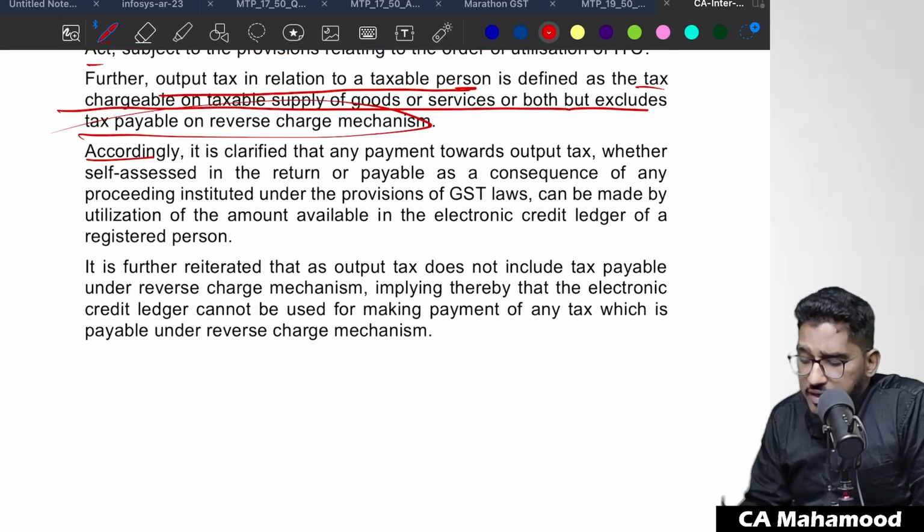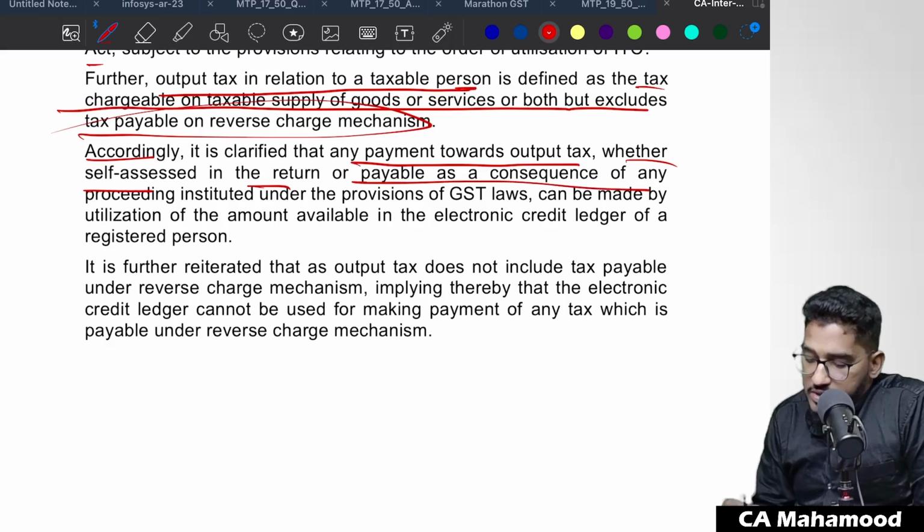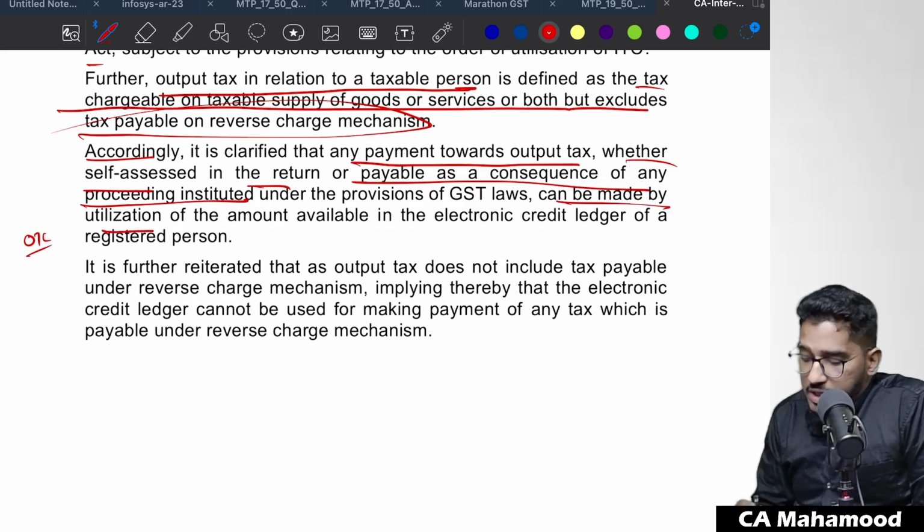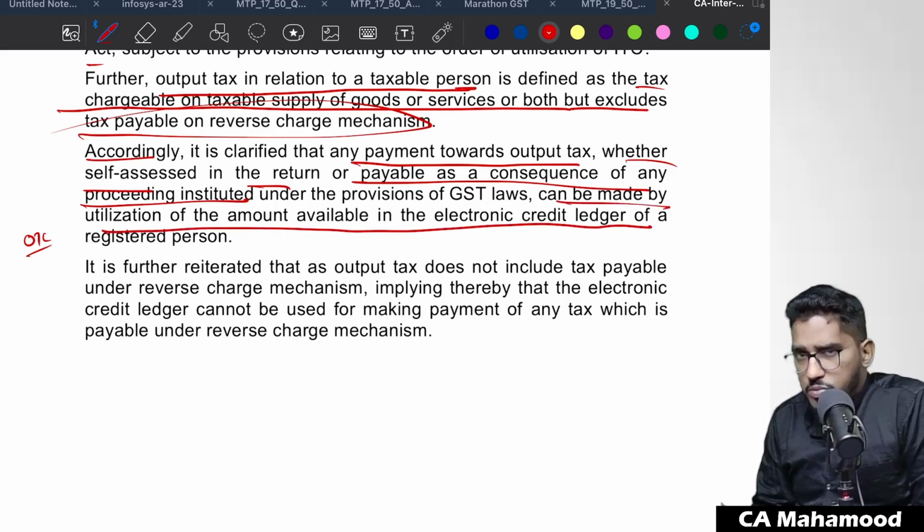So accordingly, it is clarified that any payment towards output tax, whether self-assessed in the return or payable as a consequence of any proceedings instituted under the provisions of the GST law, if you are required to pay any output tax liability either because of your own assessment or because of some assessment done by the GST authorities, that can be made by utilization of the amount available in the electronic credit ledger. No problem, you can utilize the amount in the electronic credit ledger for that.